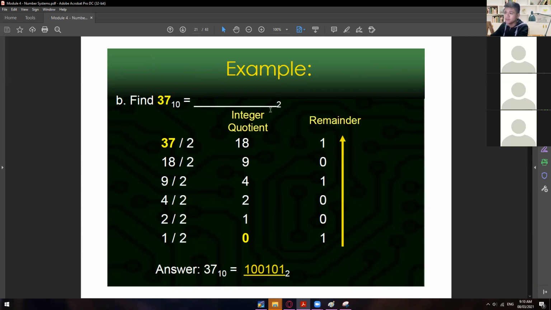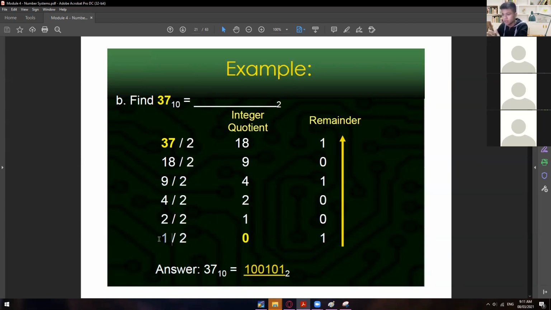So 37 divided by 2, this is now your divisor since it's asking you to convert this one to binary. 37 divided by 2 is 18, of course remainder 1. 18 divided by 2 is 9, remainder 0. 9 divided by 2 is 4, remainder 1. 4 divided by 2 is 2, remainder 0. 2 divided by 2 is 1, remainder 0. And then 1 divided by 2, this cannot be, so just put here 0.